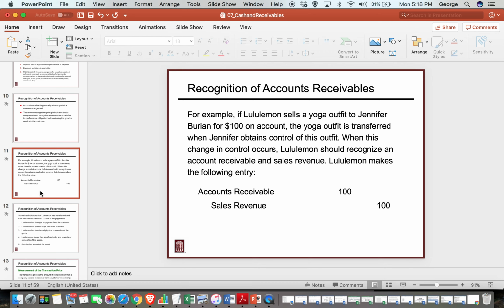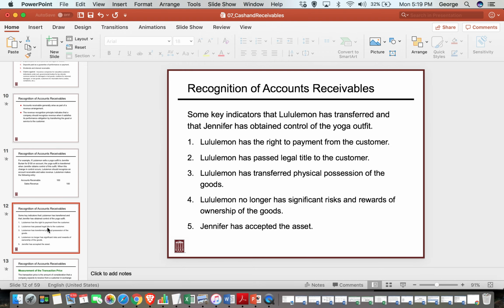So for example, if Lululemon sells a yoga outfit to Jennifer Berean for $100 on account, the yoga outfit is transferred when Jennifer obtains control of this outfit. So she buys the outfit, it comes in the mail, now she has control of it. When this change in control occurs, Lululemon should recognize an account receivable and sales revenue. So there's your entry. Pretty standard entry that you're well familiar with, debit account receivable, credit sales.